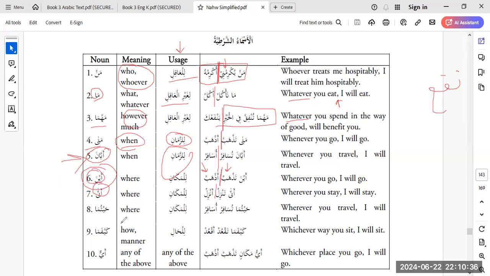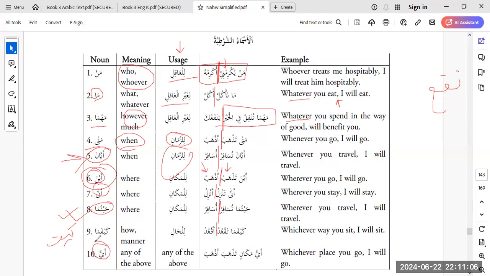Aina or ainama. Now this one is important, haisu or haisuma. Haisuma tusafir: wherever you travel, I will travel. Kaifama, it's the same as kaifa. We know kaifa, but you use it as kaifama. Kaifama taqud, aqud: whichever way you sit, I will sit.